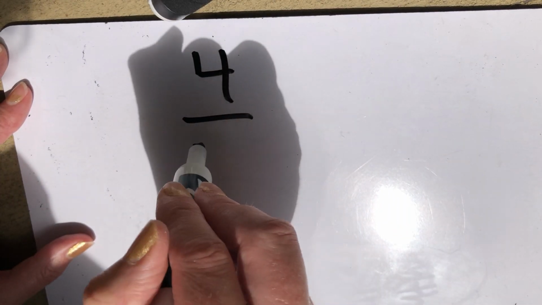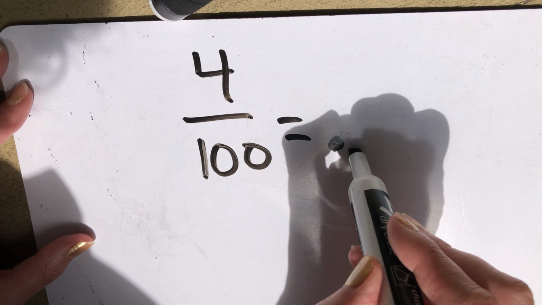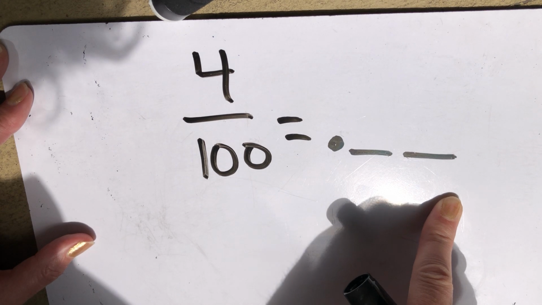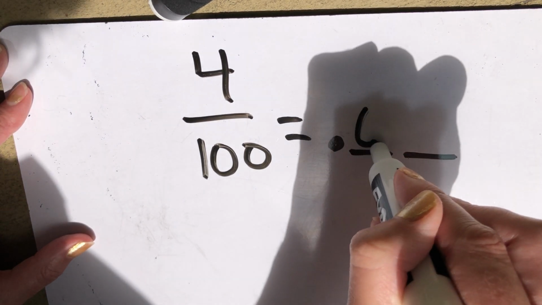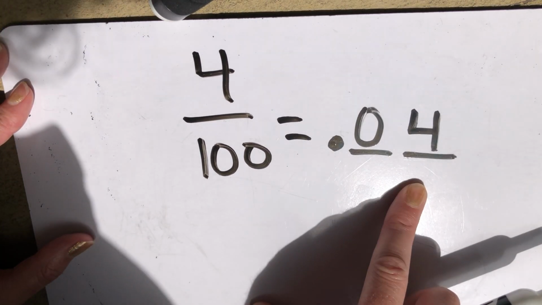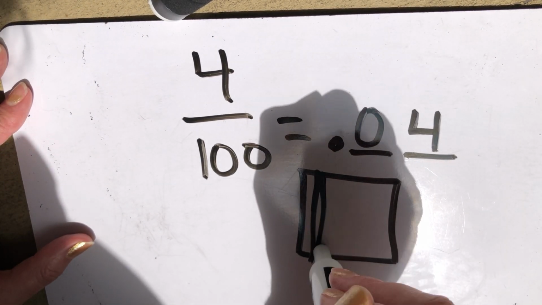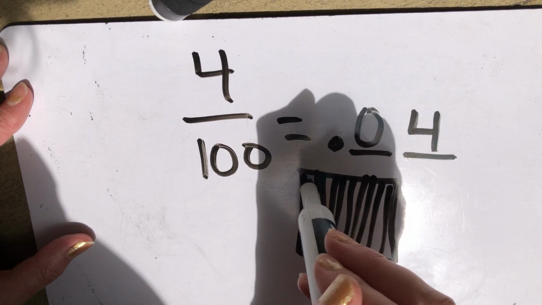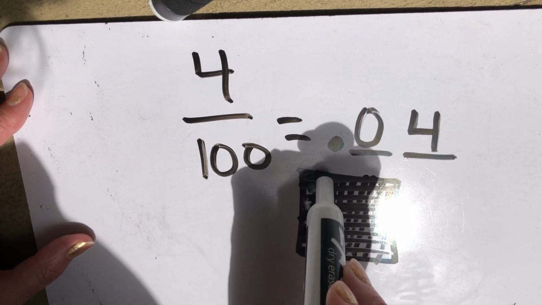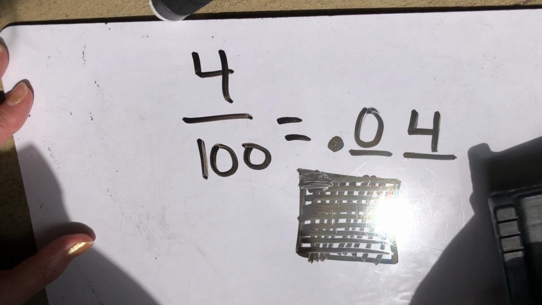If you had 4/100ths as a decimal, this is the hundredths place because it's tenths, hundredths, thousandths. So this would be 0.04. This is 4 hundredths. And this means if you had a flat of base 10 blocks and it was divided into 100, only 4 would be shaded in. It's 4/100ths. We could say 4 out of 100.